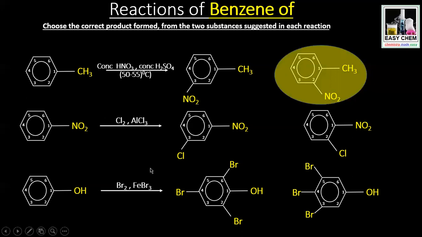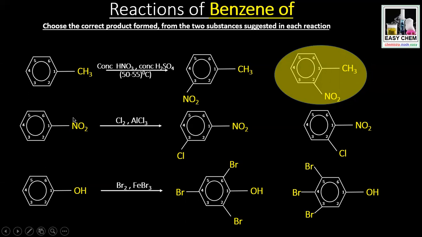We go to the second one now. In the second one, we are trying to add a chlorine atom. Before you talk about the addition of the chlorine atom, you should know where it is going to get added. This is NO2. What sort of a group is NO2? It is able to withdraw electrons away from the benzene ring.